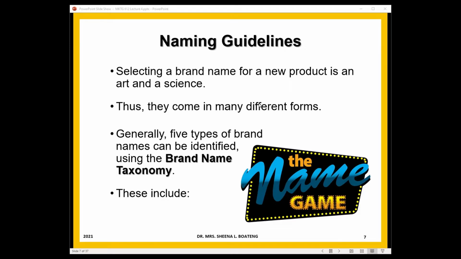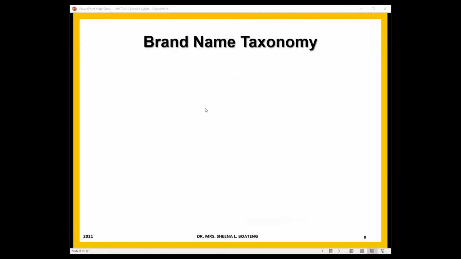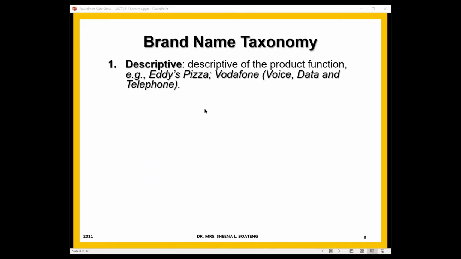Because of this artistic and scientific process, brand names come in many different forms. However, for the purposes of brand management research, there are 5 types of brand names that can be identified, and these are put together into what we refer to as the brand name taxonomy. The first one is when the name is descriptive. This is where the name is descriptive of the product function which the organization is trying to sell to their audience.